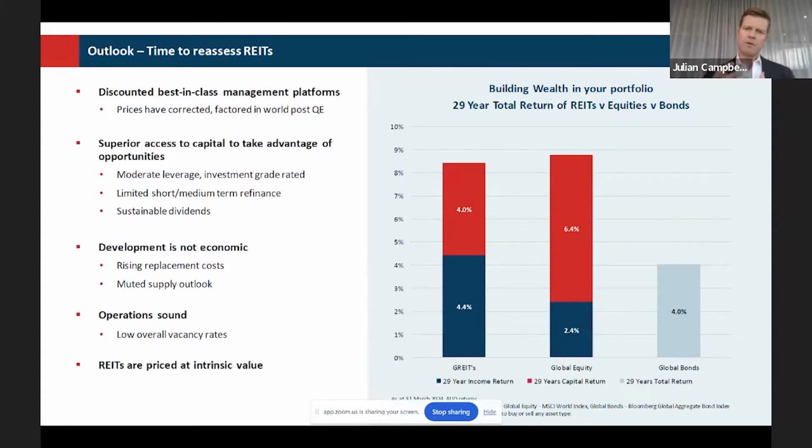Development, the math on average is difficult, uneconomic in many cases for new construction, and that will moderate the supply outlook and underpin rents for existing landlords as we look out over the years ahead. Operations are solid, so occupancy is high, supply is moderate and declining. We think the sector is priced at pretty attractive levels on a relative basis and close to the intrinsic value of the bricks and mortar of the real estate. So with that, I'll pause there and hand it back to Mark.